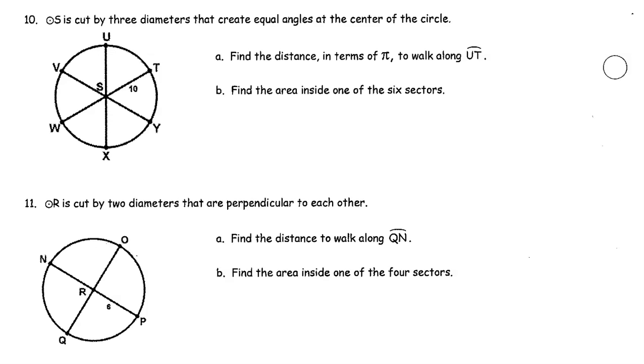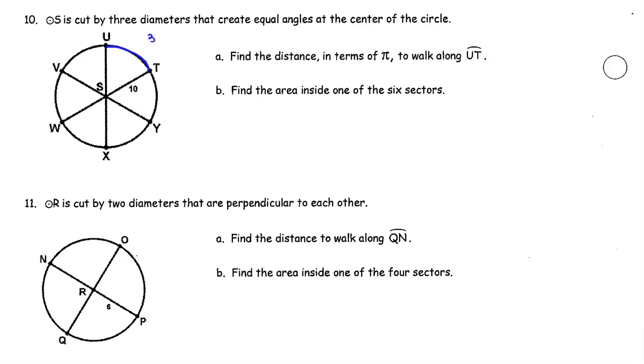Okay, last page here, just a little bit more work with our area of the sector and area or length of an arc formulas. So it says find the distance in terms of pi, well, let's read the first part first. Whew, I'm getting ahead of myself. Circle S is cut by 3 diameters that create equal angles at the center of the circle. Find the distance in terms of pi to walk along UT, right? Well, if we want to find the length of arc UT, we need to know the measure of the central angle. Well, we know it's divided up evenly. We've got 6 different sections here.